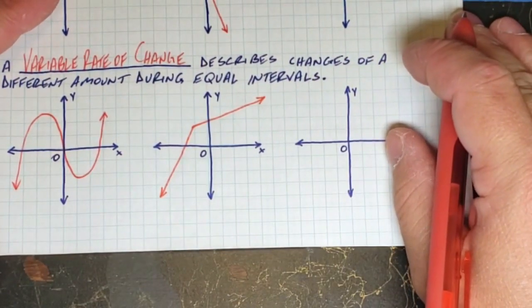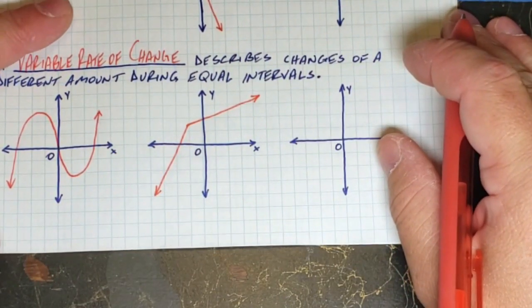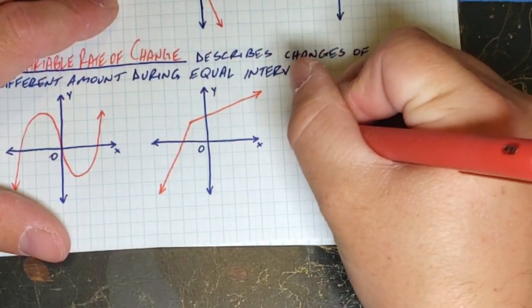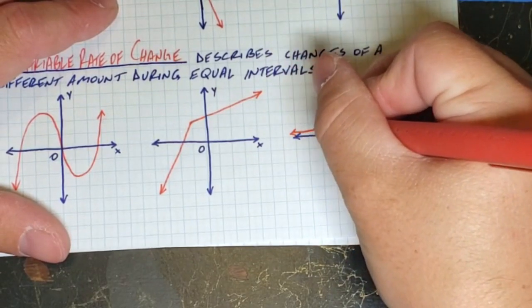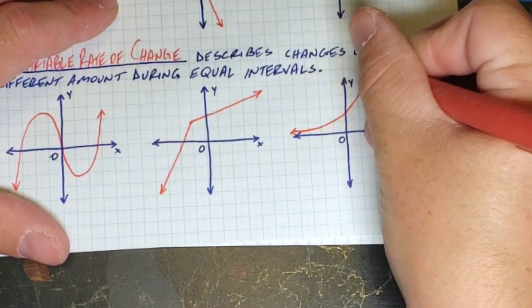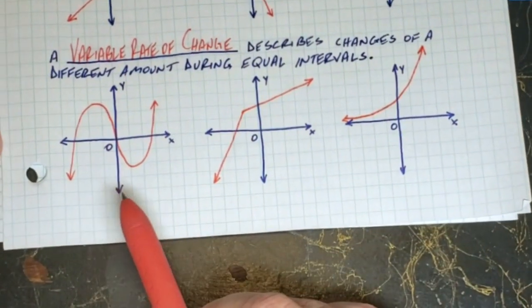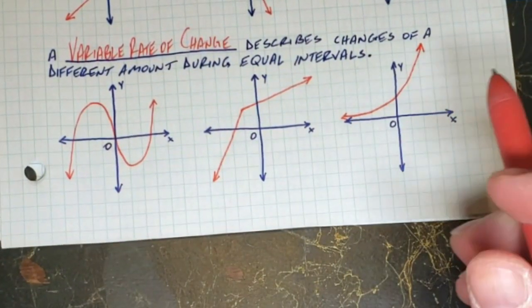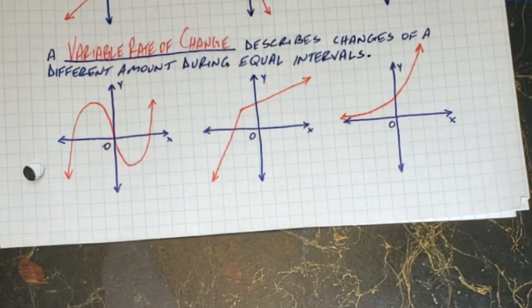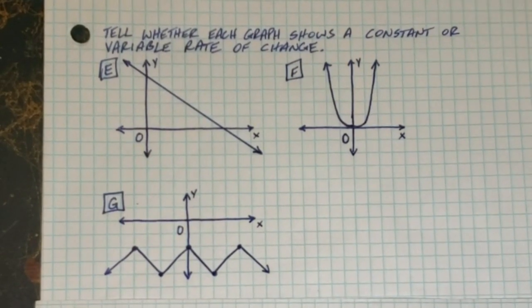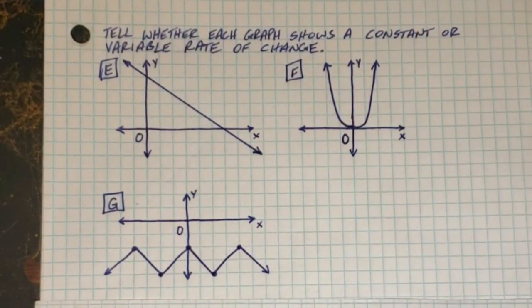One very common variable rate of change is an exponential curve, all right, where it starts real close down in here, but then starts to get bigger and bigger and bigger and bigger and curves up, all right? All three of these are examples of variable rates of change. So what I'm going to do now is I'm going to give you three graphs, and I want you to decide if the graph shows a constant rate of change or a variable rate of change.